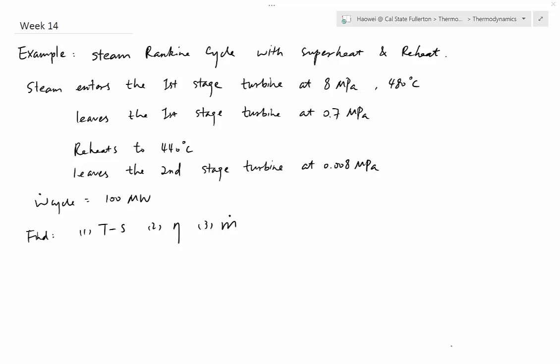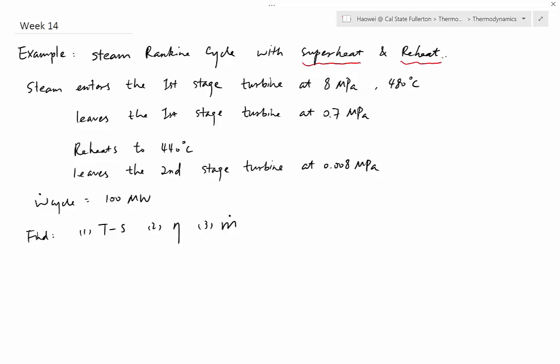Now let's do one example. We have a steam Rankine cycle with superheat and reheat. So we will have two turbines. Steam enters the first stage turbine at 8 megapascal and 480 Celsius, so that is P1 and T1. It leaves the first stage turbine at 0.7 megapascal, and then reheats to 440 Celsius.